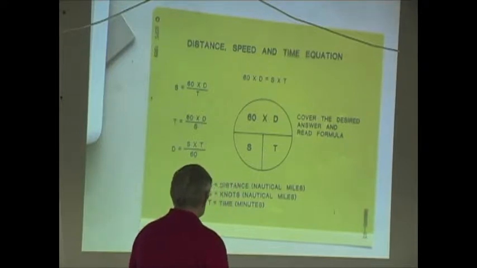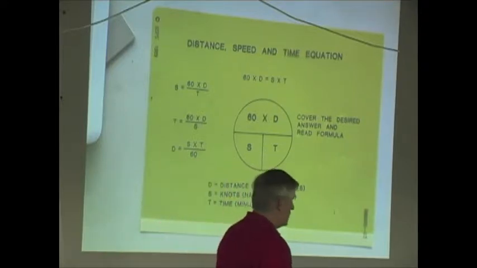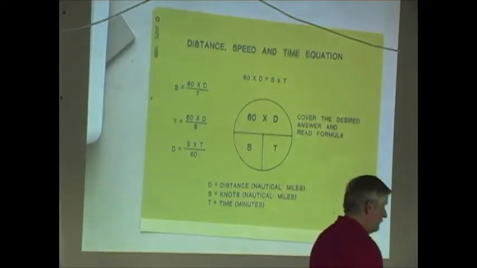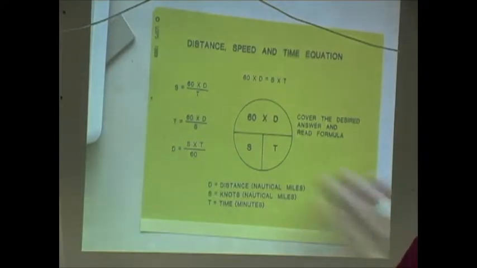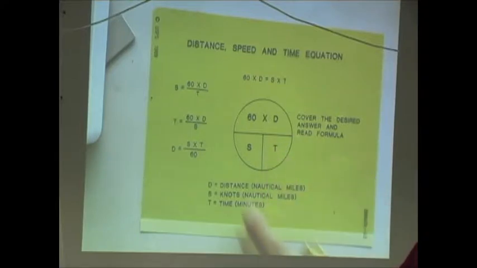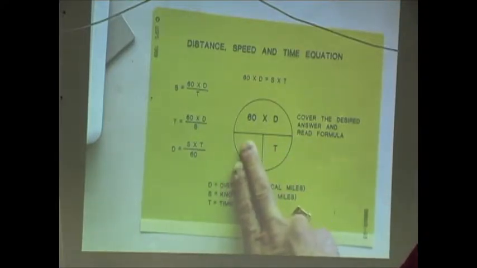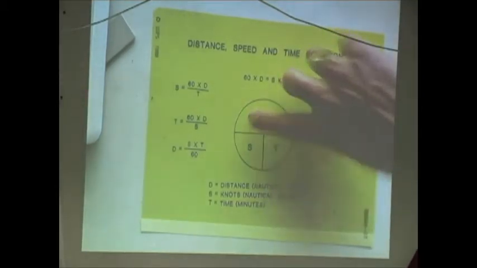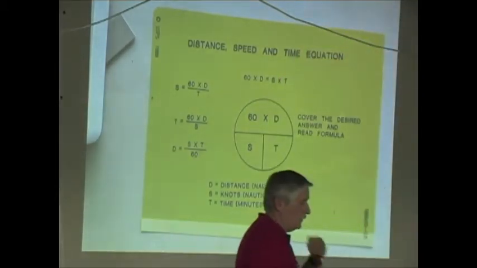This thing in the circle is kind of neat. For those that can't remember how to take this equation and derive these, if you're looking for time, it's 60 times the distance divided by the speed. If you're looking for the speed, it's 60 times the distance divided by the time. And if you're looking for the distance, it's speed times time. Everybody following what we're doing here?